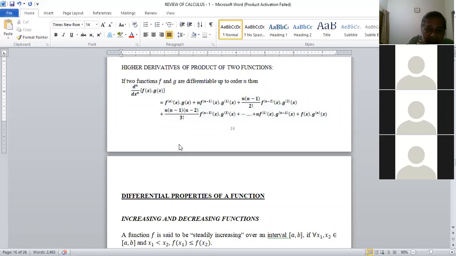ये फॉर्मूला जो है हायर डेरिवेटिव्स निकालने के लिए फॉर द प्रोडक्ट्स ऑफ फंक्शंस वेरी यूजफुल एंड सम अदर केसेस आल्सो.